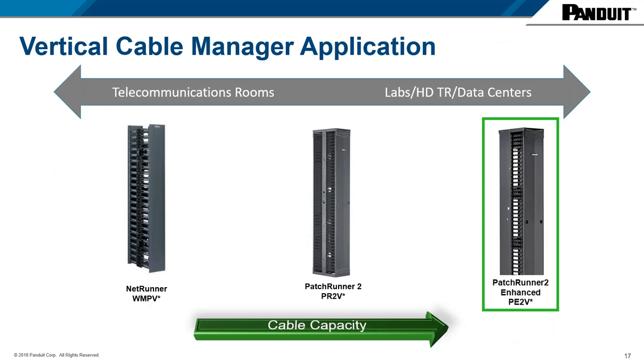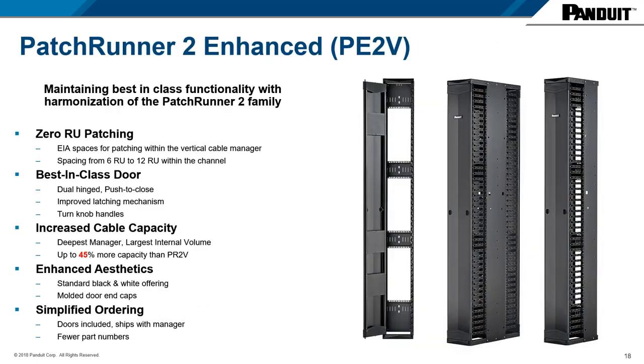So now I want to switch gears a little bit and talk about our Patch Runner 2 enhanced version, or our PE2V product. And this is kind of our ultra density play here. And you can see the product actually looks very similar to the PR2V. There's really 3 main differences here. One is the depth of the product. So it gives more capacity than the PR2V. And you can see in the bullet point there, it's actually up to 45% more capacity. This actually has the highest capacity of any vertical manager on the market.